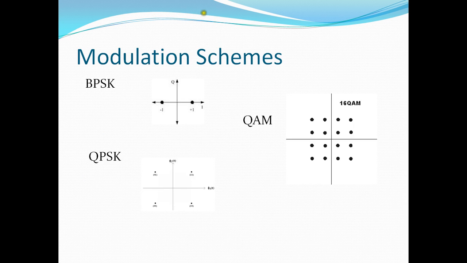This slide shows the constellation diagrams of the BPSK, QPSK, and the QAM. It can be seen that as we move to higher levels of modulation, the distance between the symbols decreases, and hence the error performance decreases.